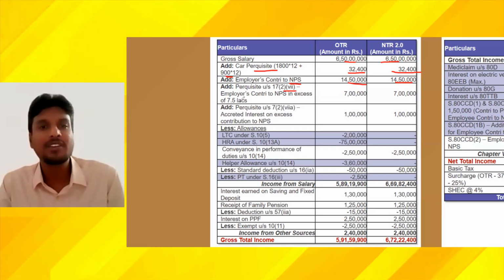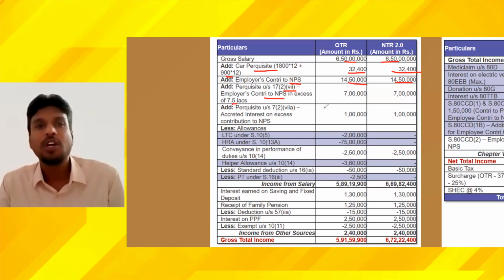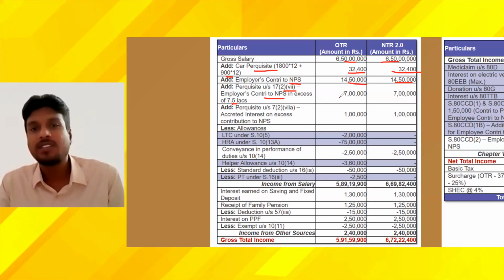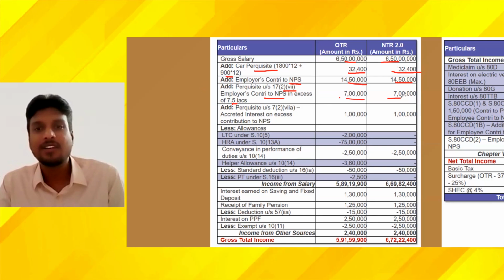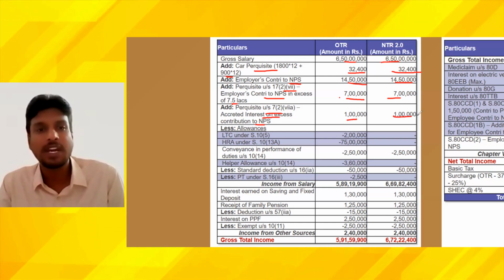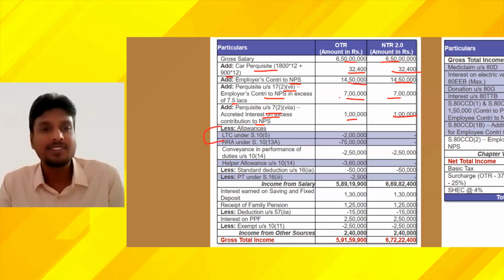Then perquisite under section 17(2), employer contribution to NPS in excess of 7.5 lakh. So he had contributed in excess of 14.5, so that is 7 lakh, 7.5. Perquisite under section 17(2), credited interest on excess contribution to NPS, 1 lakh. Now these are all common things, there is no change. Now comes the allowances, less.